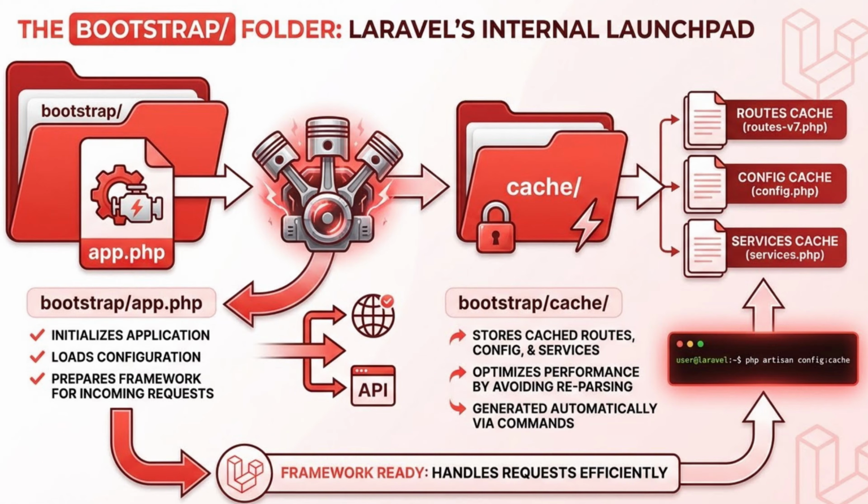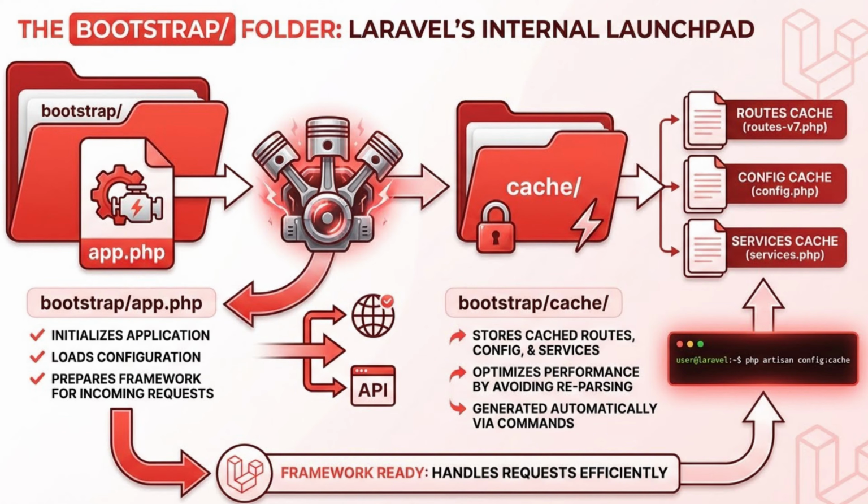These cached files are automatically generated by running artisan commands like php artisan config:cache or php artisan route:cache, which instruct Laravel to compile and store faster versions of these resources. Once the caches are stored, the framework becomes much more efficient, reducing overhead and allowing the application to handle high levels of traffic with ease.